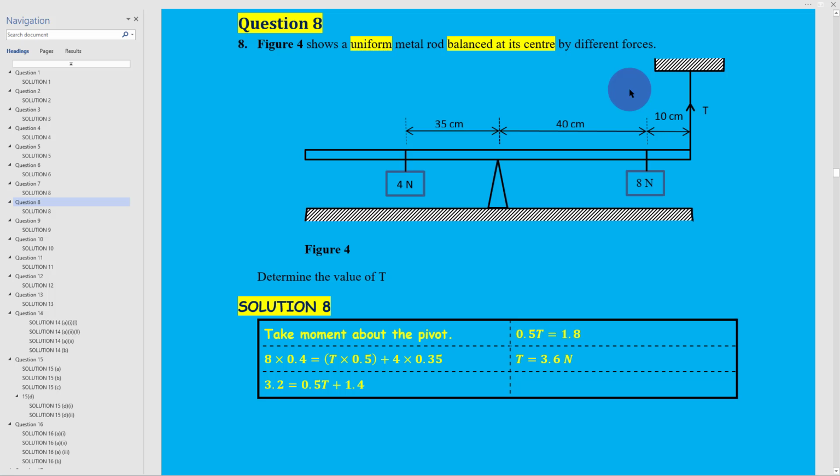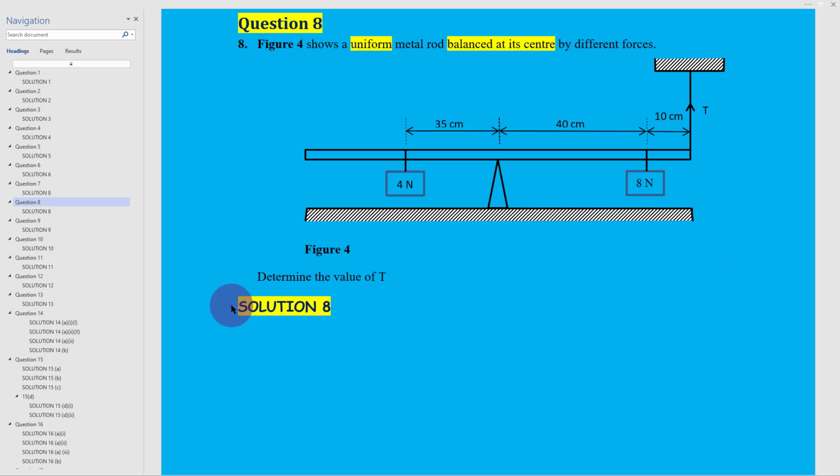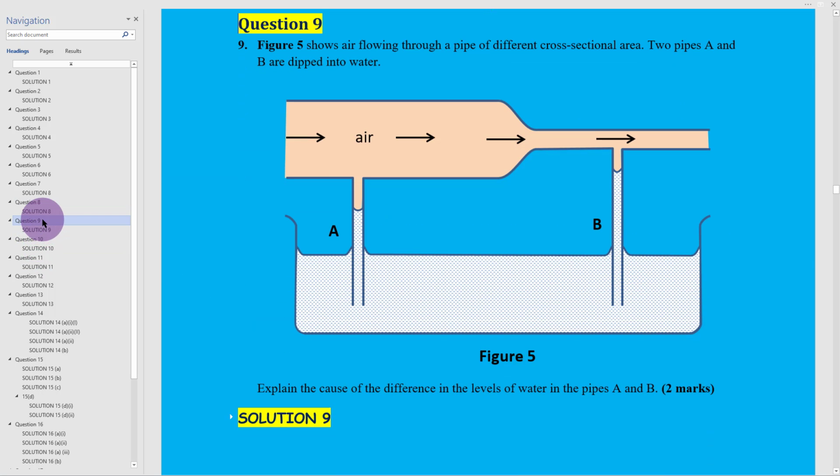Don't be deceived by the fact that the 4 newton force and T are on opposite sides of the pivot. Despite this, they tend to turn this plank in the same direction, which is anti-clockwise. When you manipulate these figures, you get T to be 3.6 newtons. You can always counter-check some of the values I'm getting here, but once you've got the concept straight, there is no problem. Let's go to question 9.